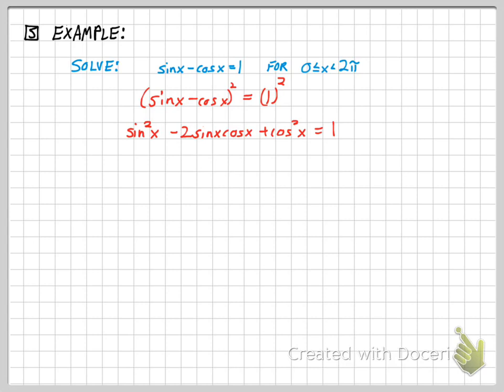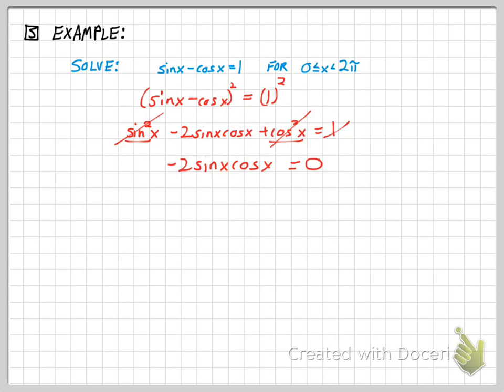If you have trouble doing that in your head, you can write it out as a FOIL problem. Hopefully you notice that we have sine squared plus cosine squared, and we know that's equal to 1. So I end up with a 1 on the right side of the equation and a 1 on the left side, and those cancel each other out, which leaves me with a 0 over there.